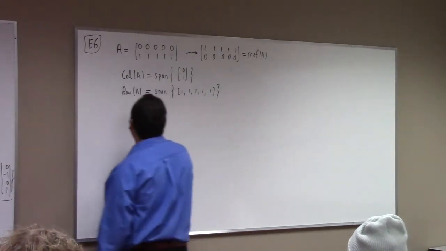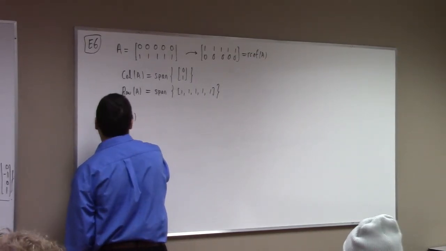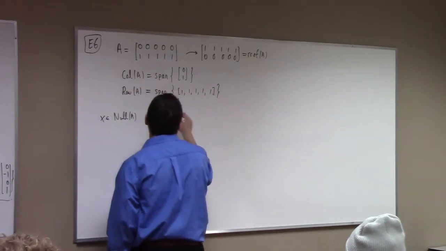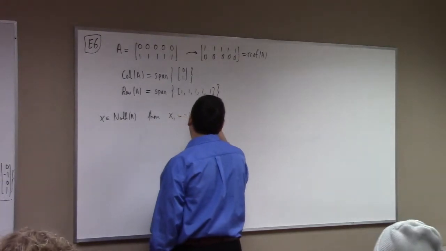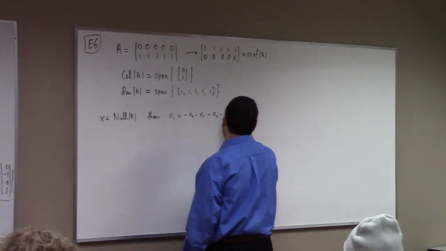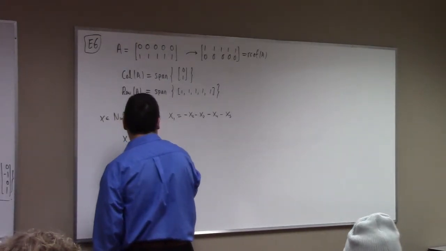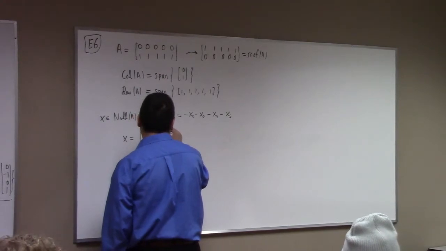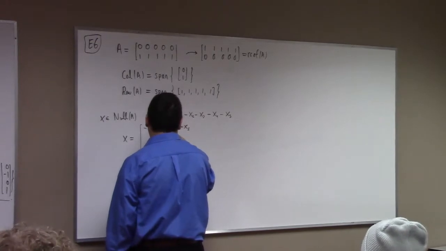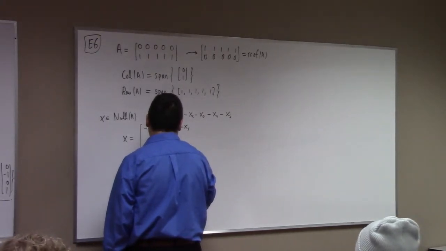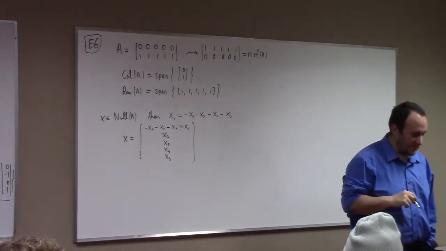And then the null space of A, well, that's where it's interesting. If X is in the null space of A, then we have that x1 is equal to minus x2, minus x3, minus x4, minus x5, right? Which means we can write X as (minus x2, minus x3, minus x4, minus x5), and then you got yourself an x2, an x3, an x4, an x5. Those are the free parameters in the solution set to the homogeneous problem here.